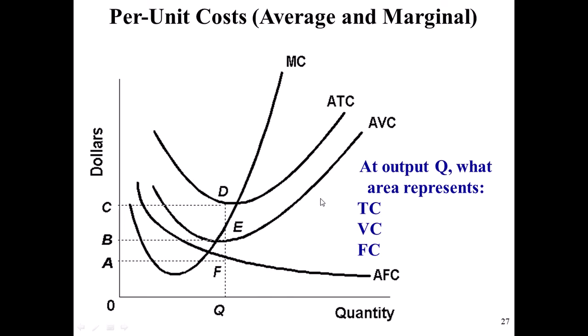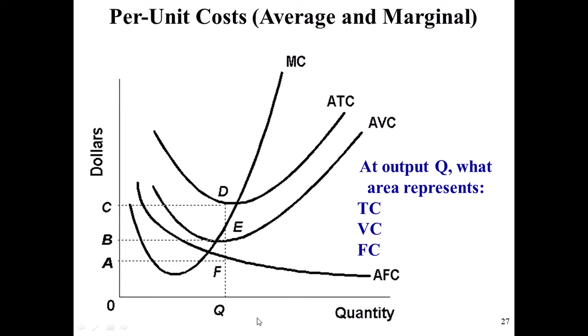Let's look at a practice question. At output Q, what area represents total cost? So we go to Q, then go up to our average total cost and follow up the curve. It's right there. That's just our average total cost, so we have to multiply it by the quantity. The area is going to be 0, C, D, Q.